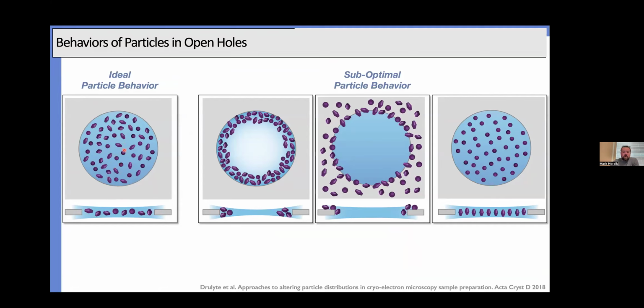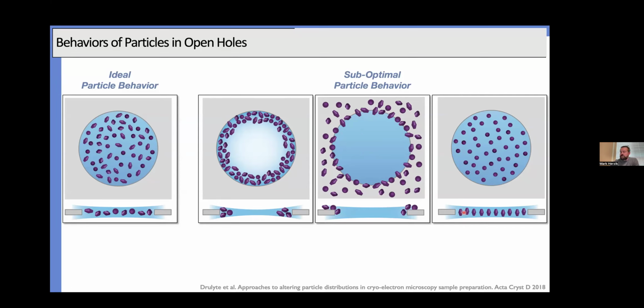Now, we don't always encounter this, and sometimes we'll get a situation like this where these same particles tend to cluster at the outer rim of the hole, where the ice tends to be a little bit thicker. But if you still have the views that you need and they're not overlapping, you can still collect data and reconstruct your particle. Now, suboptimal then gets worse as you start to have them basically decorate the edge of the foil or even on top, nothing in the center. And then absolute worst case is when they're in the center, but unfortunately they're preferred and you can't recover views even through different approaches.